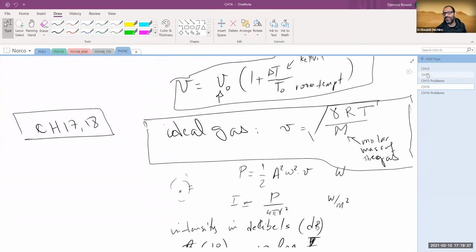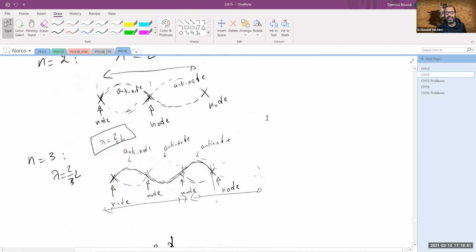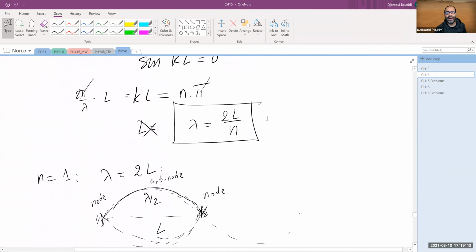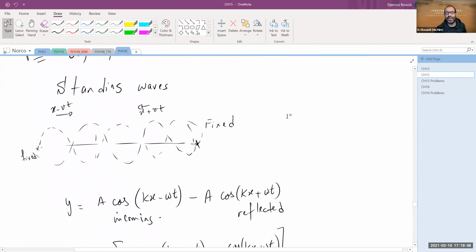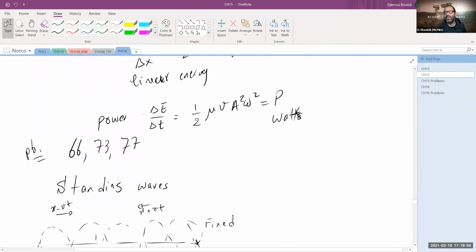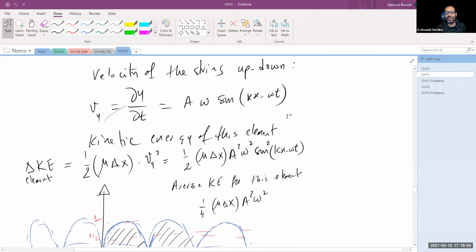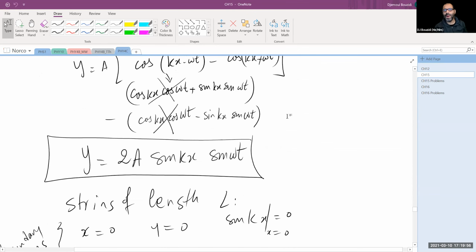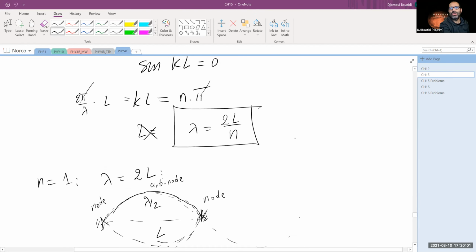So let me go back into chapter 15 now. I believe, yeah, here is the standing waves. So lambda is in general a fixed length divided by n. What is the standing wave expression? Okay, here is the expression. It's 2L over n. So that's lambda.